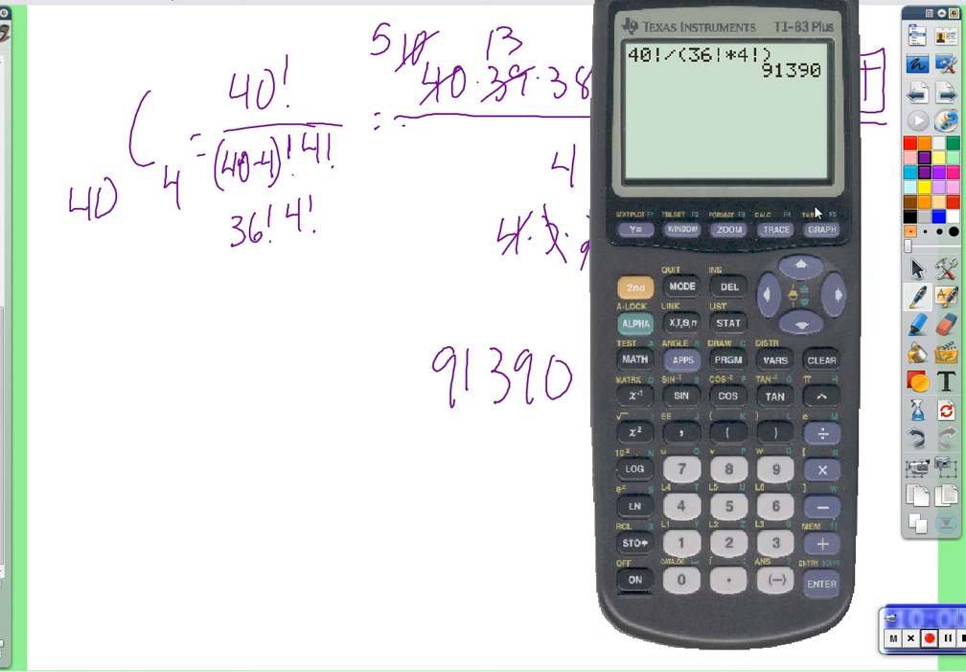Even better than that, if I want to do 40C4, then the calculator can do that too. If we go to math, over probability again, look at what is right there above factorial, nCr. So 40 nCr 4, and it'll do the whole calculation for you. 91,390.